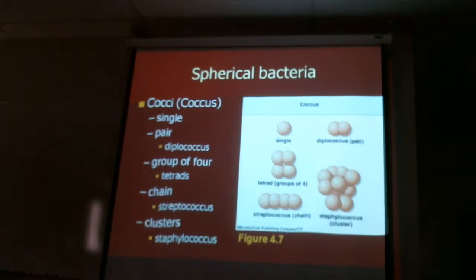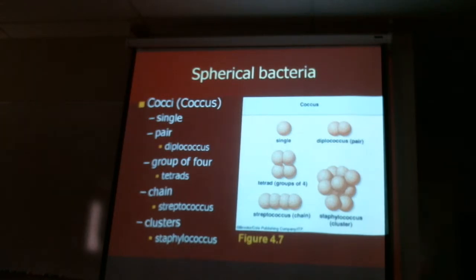All right, taking a look at these three main shapes. When you look at the cocci, you might see them by themselves. You might see them as a pair, which is called Diplococcus. Streptococcus is in chains, Staphylococcus is in clusters.